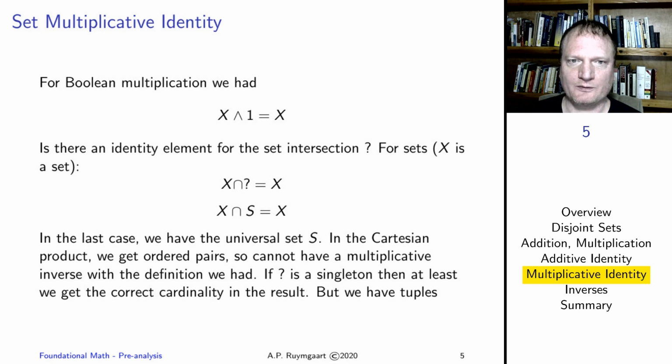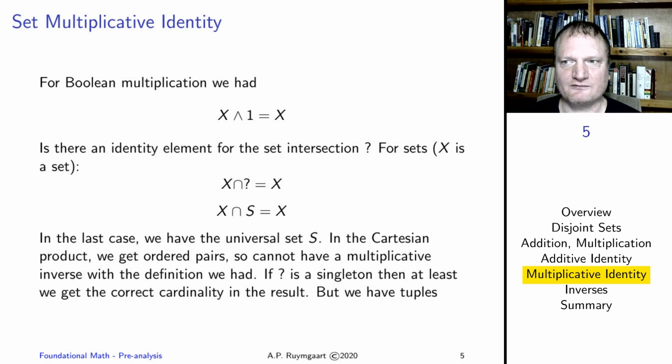In Boolean algebra, we saw a multiplicative identity as the one element because x AND 1 equals x for all x in the Boolean domain, or x times 1 using the definition of Boolean multiplication as the AND operation. Can we do something similar for the set intersection? Can we have an element, question mark, where x intersection question mark is going to return x? It turns out that yes, we can.